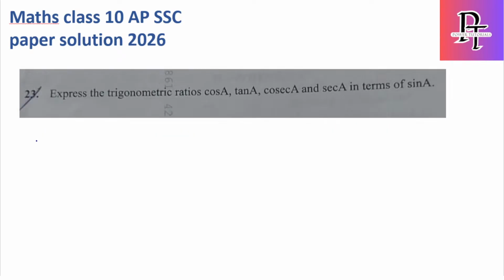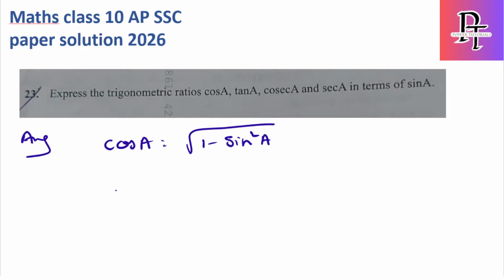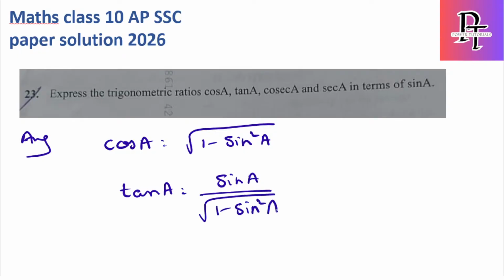Let's move to next question, 23rd. Express the trigonometric ratios cos, tan, cosecant and secant in terms of sin A. So let me write one by one. Cos A in sin A terms will be root of 1 minus sin square A. Tan A becomes sin A by root of 1 minus sin square A.